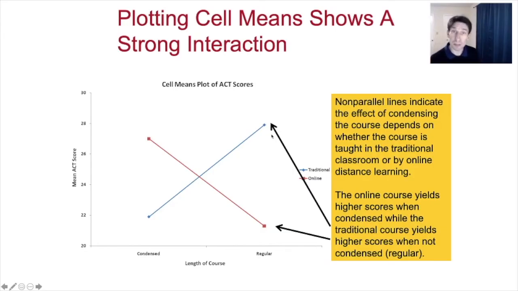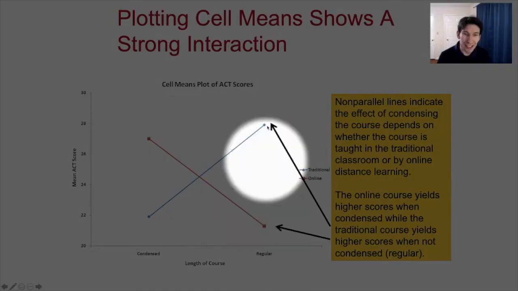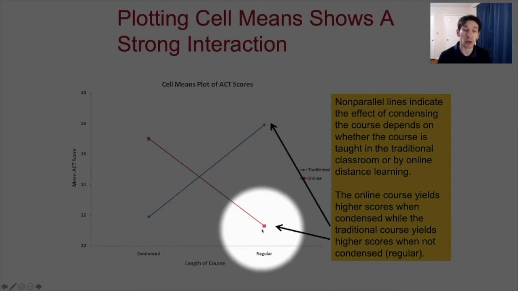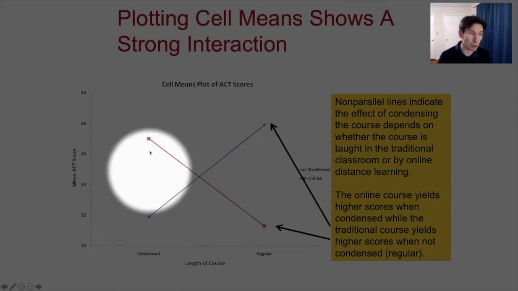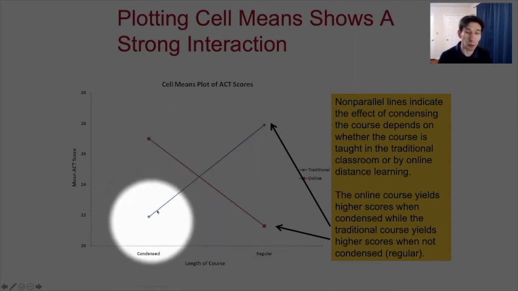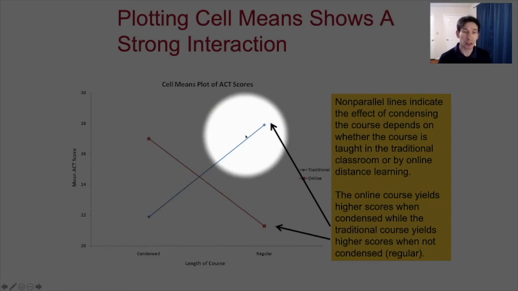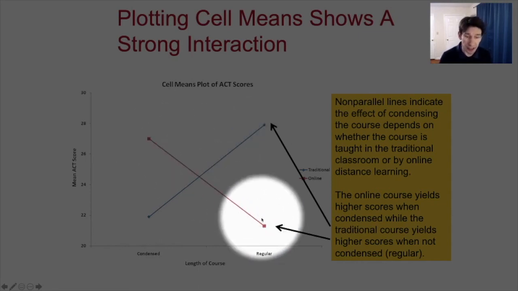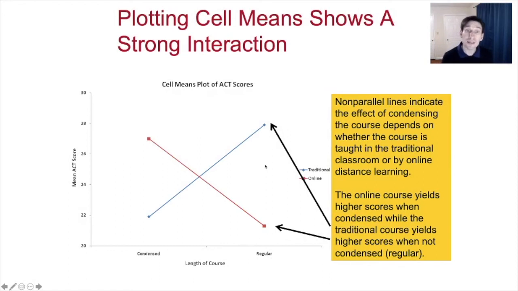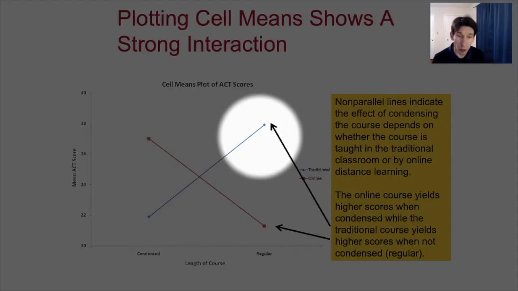If you plot the cell means for this data, you get the 2 lines that cross. These are the means for regular courses. These are the means for condensed courses. The blue line is the traditional course, and the red line is the online course. So what does it mean that these lines are not parallel? Well, it means that the effect of condensing the course will depend on whether the course is taught in a traditional classroom or online.